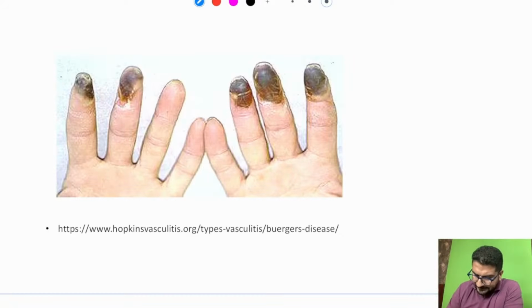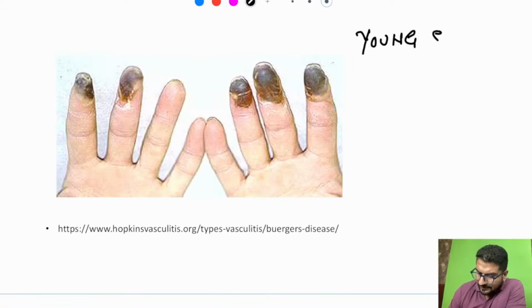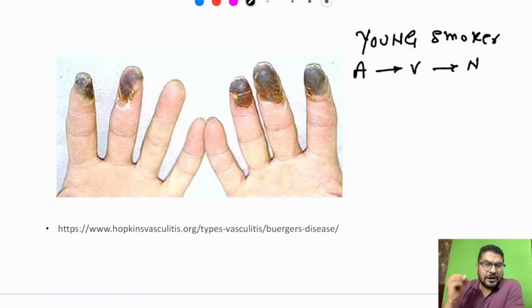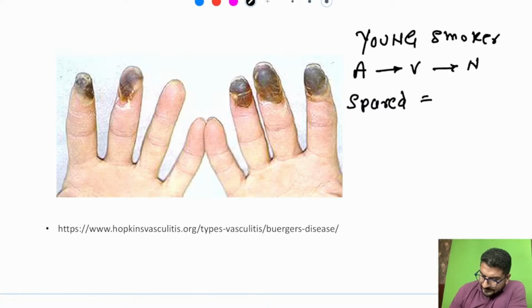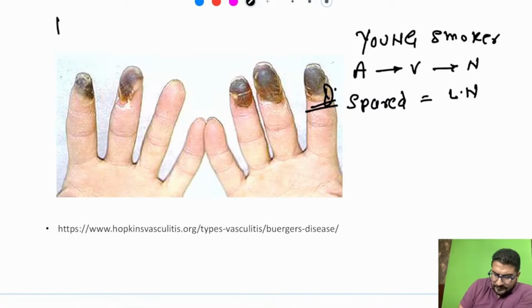Behçet disease. So understand this thing. Here in the MCQ you will get a hint like it will be a young smoker. Disease will start from artery, then it will affect vein, then it will affect your nerve. So patient को neuropathy वाले symptom भी होंगे. So what is not involved? What is spared here? This disease will spare lymph node. Lymph node involved नहीं होते. Right? So patients having history of smoking, what do we call this? We call this thromboangiitis obliterans or Behçet disease.